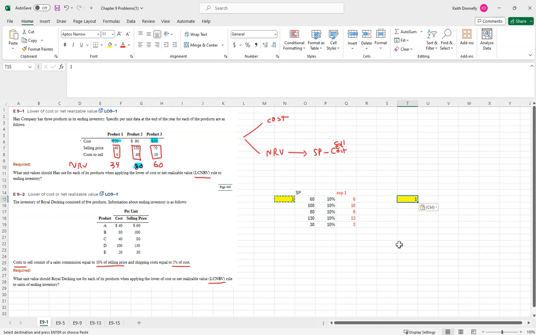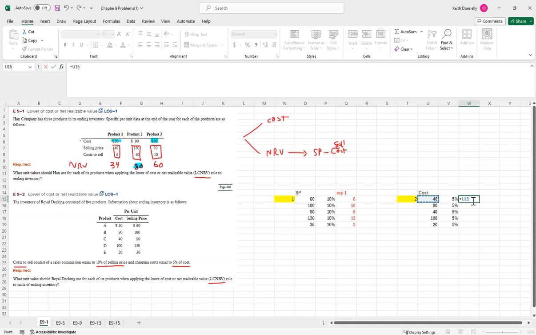Now let's do expense 2. Expense 2 is 5% of costs for shipping. So we've got to figure out cost. It's 40, 80, 40, 100, 20. Here it's based off 5%, so we'll do 40 times 5%, carry that down. That's going to be expense 2.